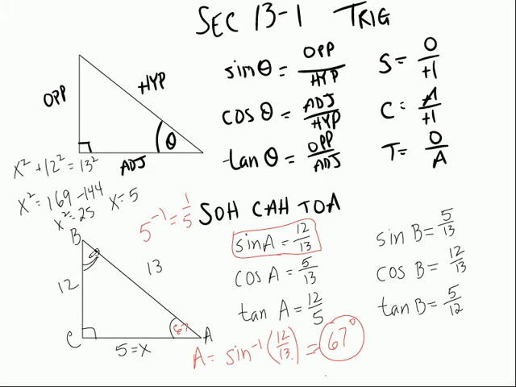Now you could find this other angle, but how would you do that? You could do it really easily. Take it away from 90. That's one way to do it, but let's do it another way. Let's use one of these B ones just to see what it should be. Now what should it be if I take that away from 90?